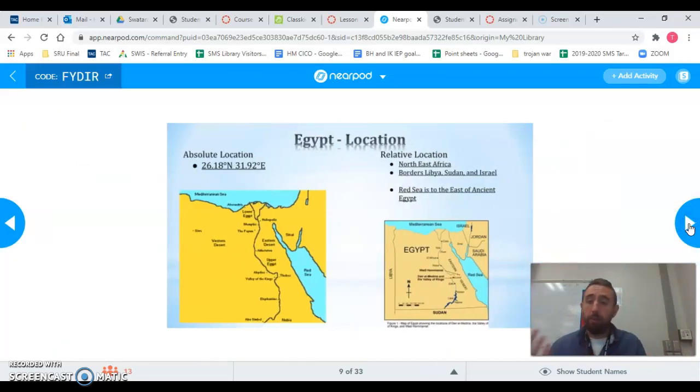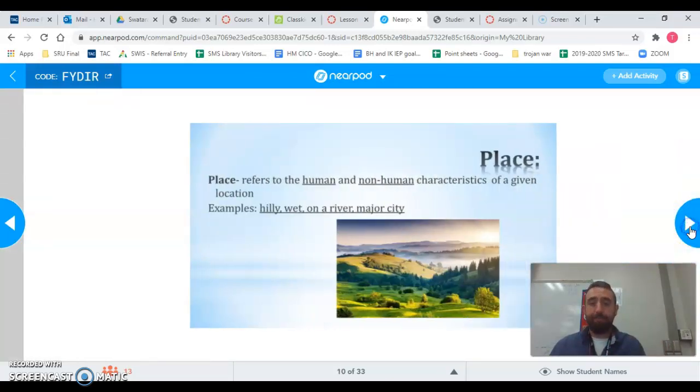In ancient Egypt, the absolute location is 26 degrees north by 31 degrees east. If we put that into GPS, it would take us right there. We could use satellites or our cell phones to try to find that, use the internet. Its relative location, it's in Africa. So I'm going to tell you it's in the continent of Africa. So if you can find Africa, you can maybe find Egypt. It borders other countries like Libya, Sudan, and Israel. And if you can find the Mediterranean Sea or the Red Sea, it's kind of sandwiched in between those 2. So that's the relative location. I'm using other spots to tell you where Egypt is.